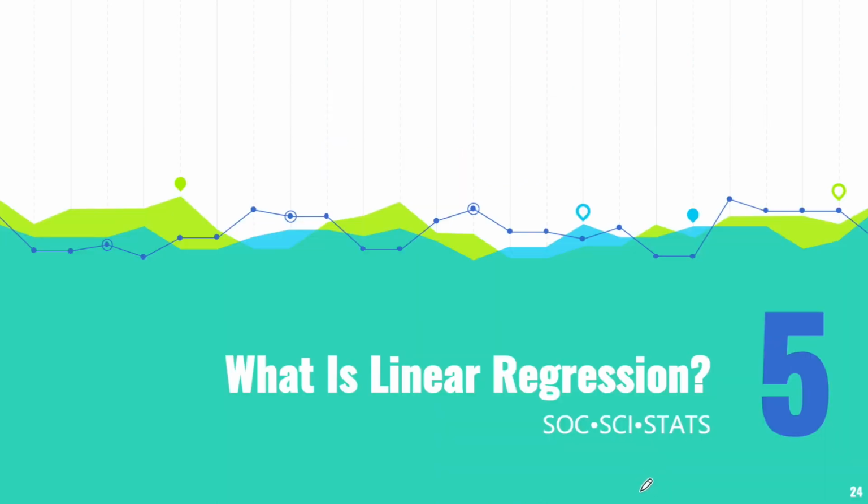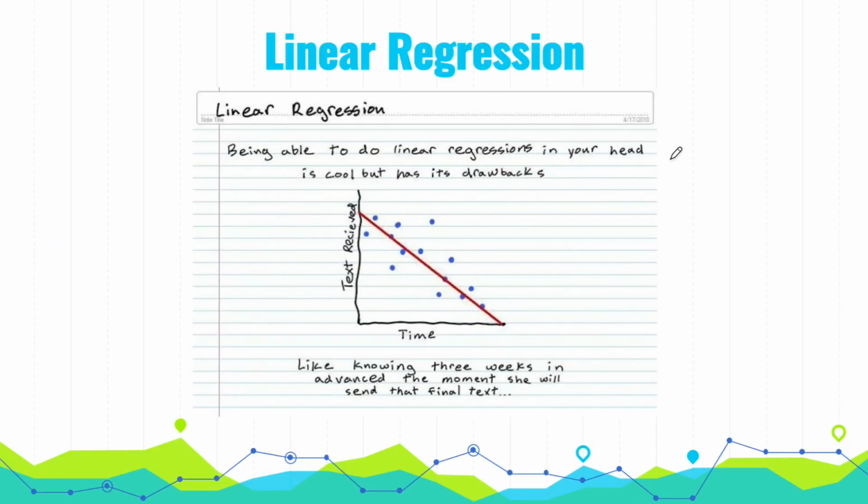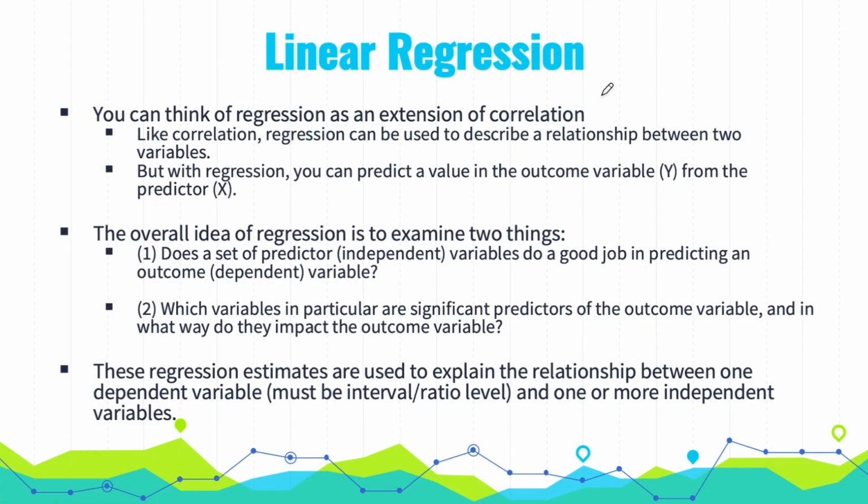Let's talk more specifically about what linear regression is. Being able to do linear regressions in your head is cool, but it has its drawbacks, like knowing 3 weeks in advance the moment she will send the final text. Time, number of texts received. Fun joke. You can think of regression as an extension of correlation.